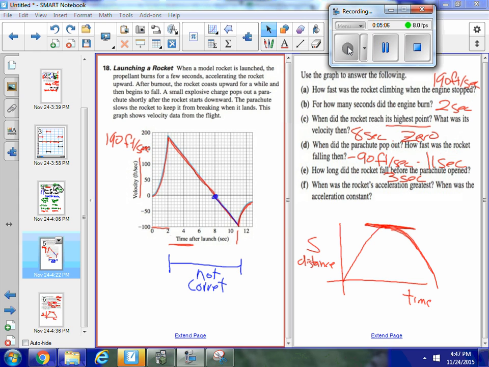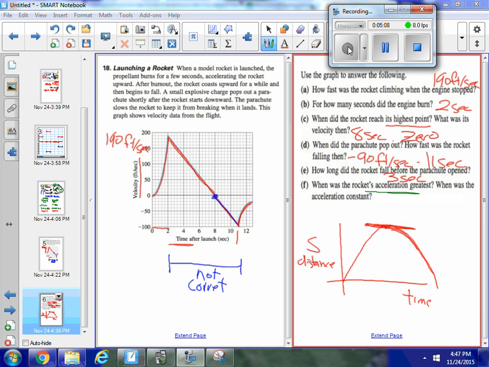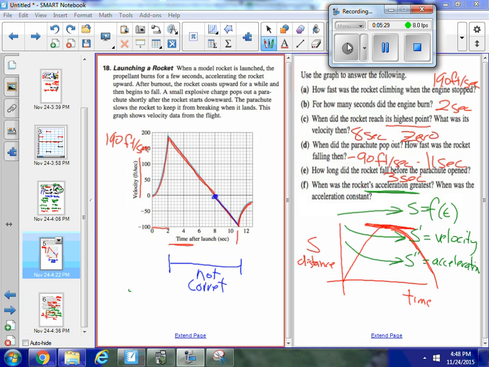The last question asks, when was the rocket's acceleration the greatest? And acceleration, so if we have our distance, s, as a function of time, well, our velocity, we know, is the derivative of s, and our acceleration is a derivative of velocity, or the second derivative of s. So this is the graph of my velocity, and I want to find out where the acceleration was greatest.